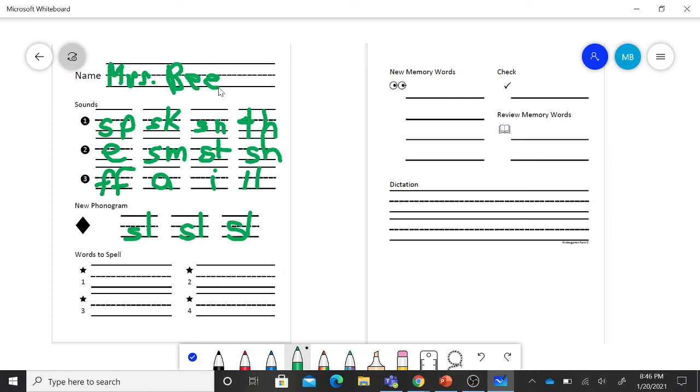All right, at the bottom, my first word I want you to spell is slam. Slam. Do not slam the door. Sl. A. M. Slam. The next one is slip. Slip. Sl. S-L, sl. I. P.